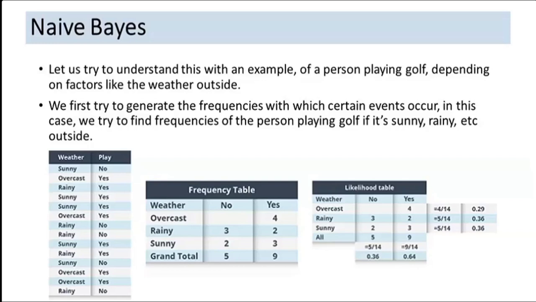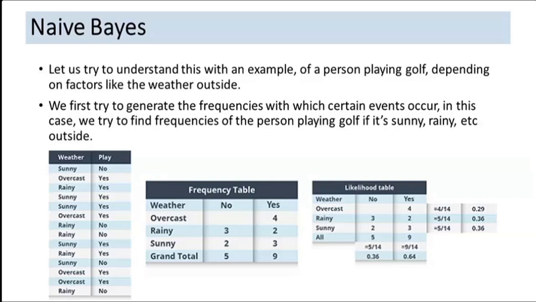Out of that data, the frequency table is created. If the weather is overcast, we got 4 times yes. If the weather is rainy, 3 times no, 2 times yes. If the weather is sunny, 2 times no, 3 times yes. So in the frequency table, the no count is 5 and the yes count is 9.